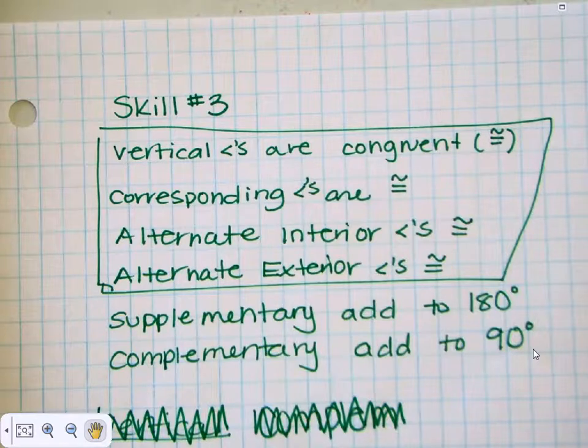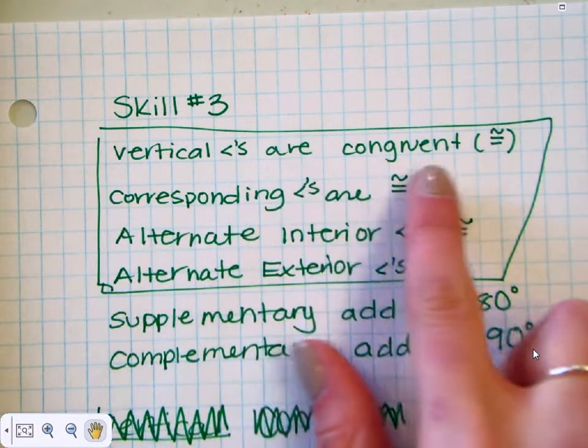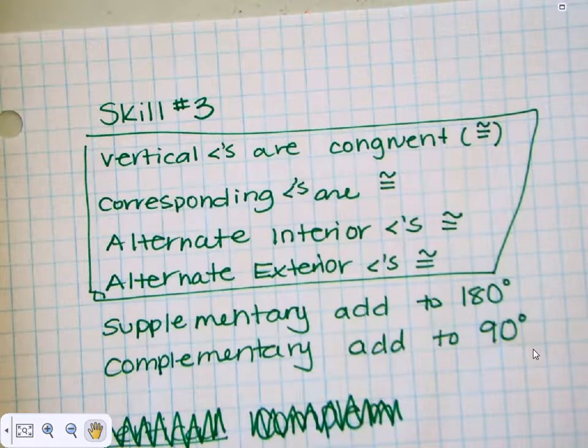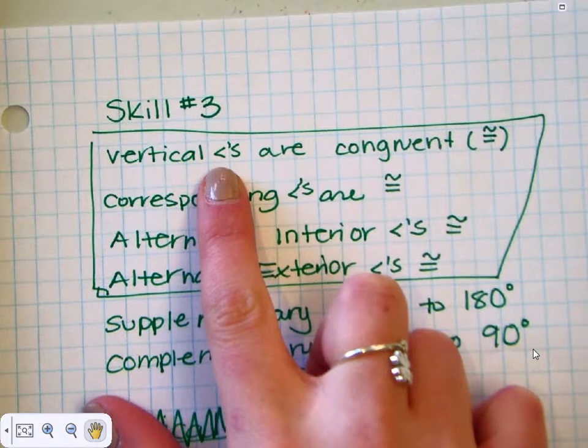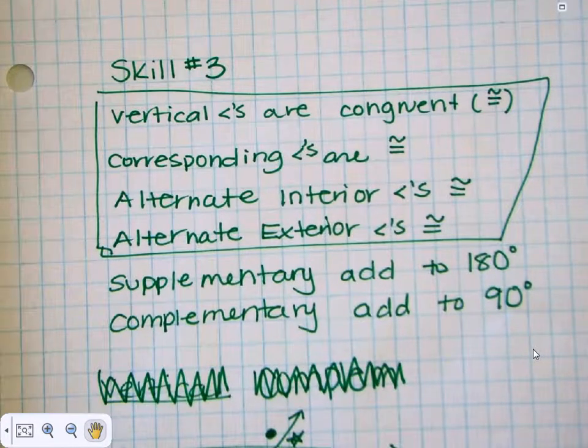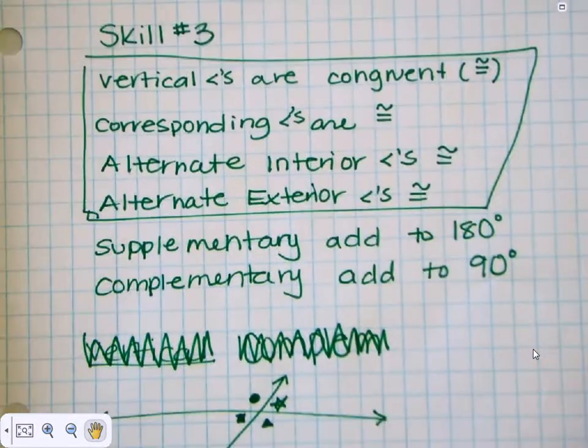So first, let's review. Vertical angles are congruent, and the congruent symbol is just an equal sign with a little squiggly over it. That's the universal sign for congruent. This is also the universal sign for angle. Corresponding angles are congruent. Alternate interior angles are congruent, and alternate exterior angles are congruent. So those are all the angles that we've learned about that are congruent.